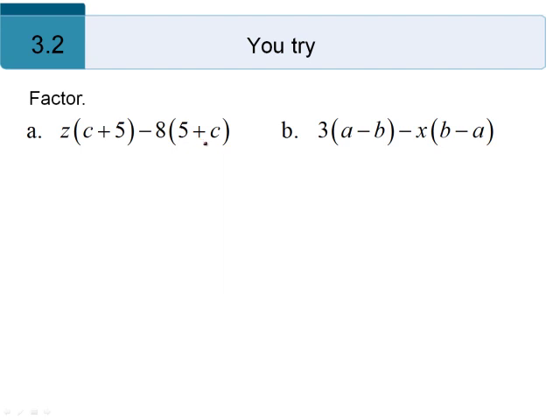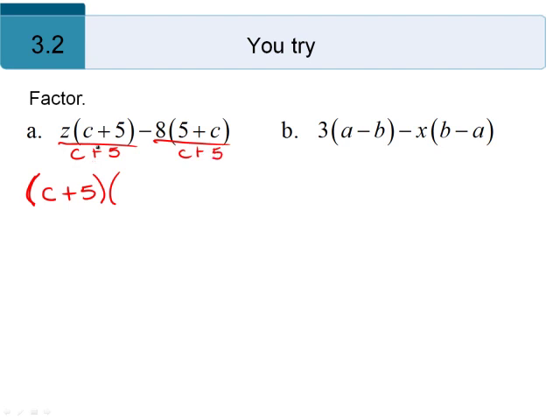Now what you need to realize is that what's in the parentheses is exactly the same on this problem. C plus 5 and 5 plus c are the same thing. So that is your greatest common factor. So that's going to come out front as c plus 5, or you could put 5 plus c, it doesn't matter. And then you're going to put a parentheses just like we did in the last section, and we're going to put the common factor up underneath each term and divide it by the common factor, just like we did back in section 3.1. Okay, and I'm going to show you a shortcut for this in just a second.